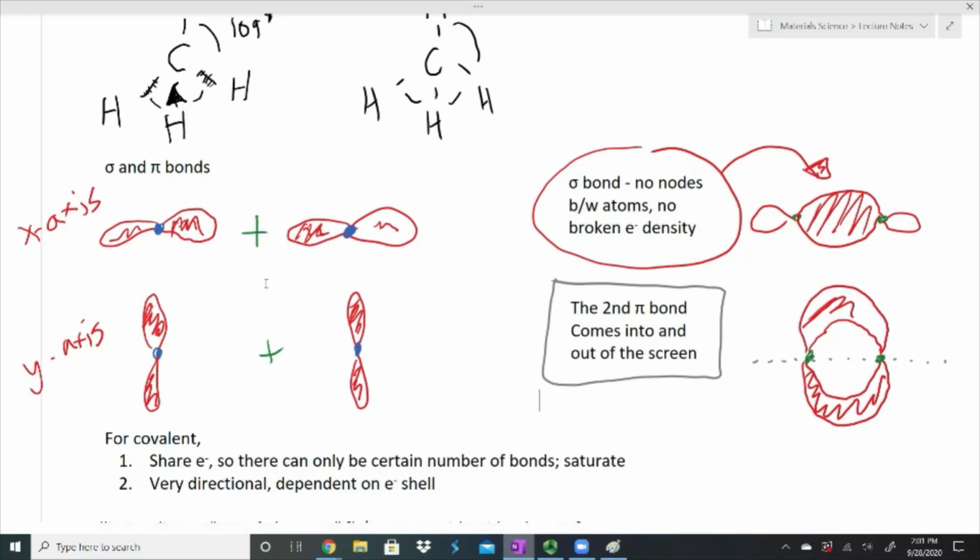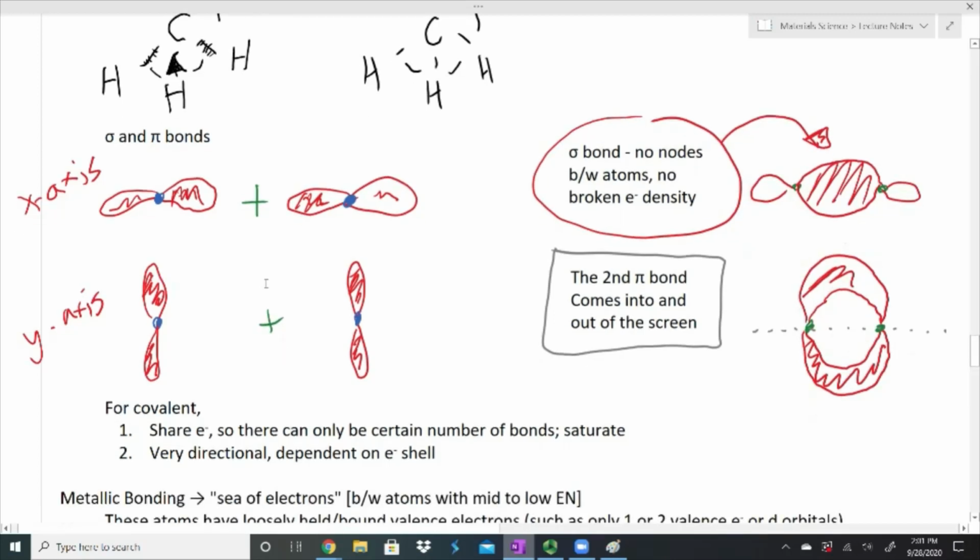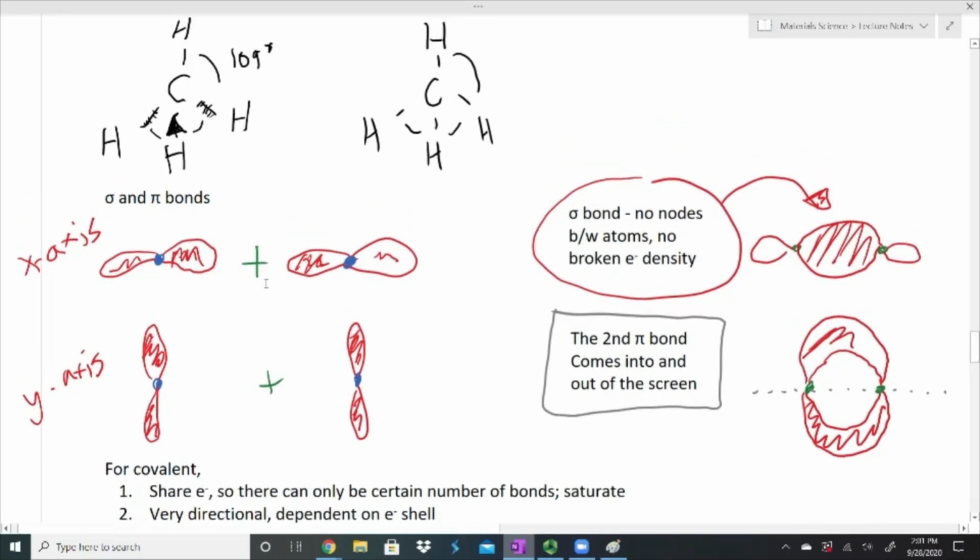And again, when we get closer to talking about properties, we'll review this and we'll use it more in context. Right now, we're talking more review than anything else. All right, so quick review for a covalent bond. They share electrons, so there can only be a certain number of bonds. They do saturate, and they're very, very directional, and they're dependent on the electron shell.